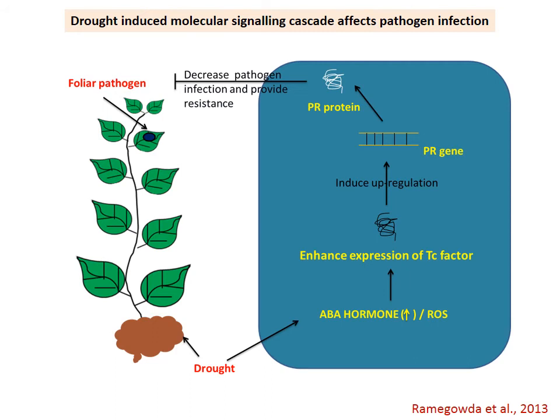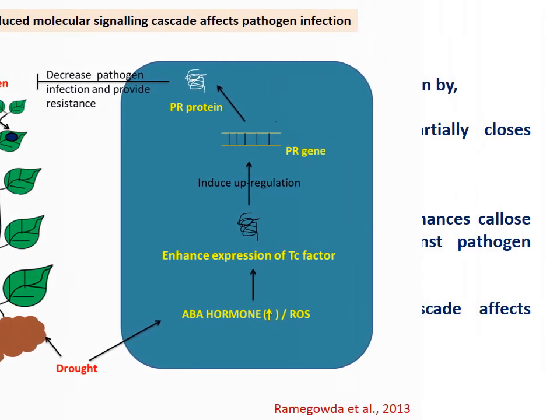Drought-induced molecular signaling cascade affects pathogen infection. As we know, plants under drought stress increase the ABA level. Through the ABA signaling pathway, the expression of transcription factors increases, which induces upregulation of PR genes, resulting in PR proteins, which decrease the pathogen infection and provide resistance to pathogens.